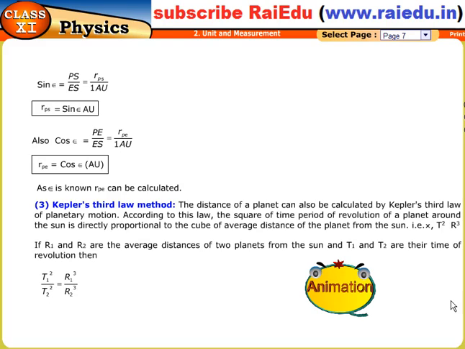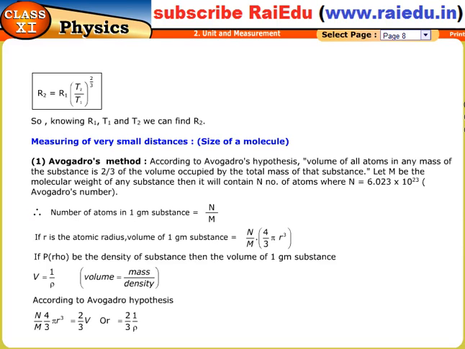R2 are the average distances of two planets from the Sun, and T1 and T2 are the times of revolution, then T1 square upon T2 square equals R1 cube upon R2 cube. R2 equals R1 into (T2 upon T1) raised to the power 2 upon 3. So, knowing R1, T1 and T2, we can find R2.